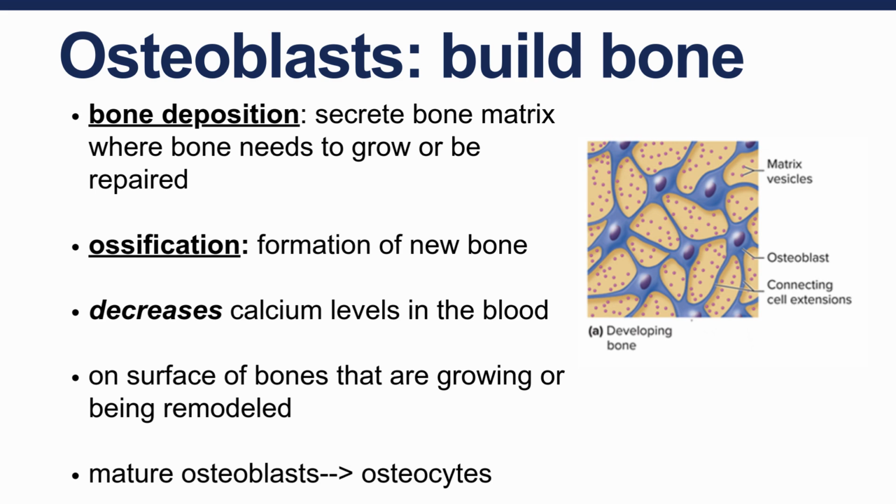Osteoblasts are found on the surface of bones that are growing or being remodeled. After they finish their work, some of them become osteocytes, which live inside the bone and help maintain it. Next, let's look at the osteoclasts, the cells that do the opposite. They break down bone.